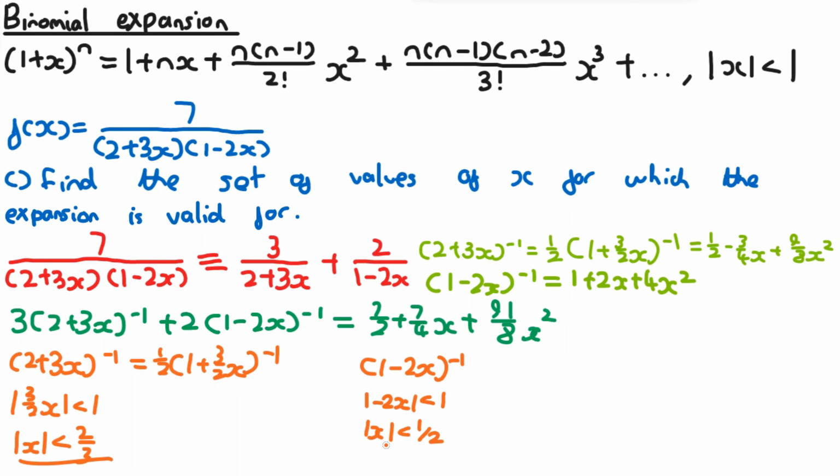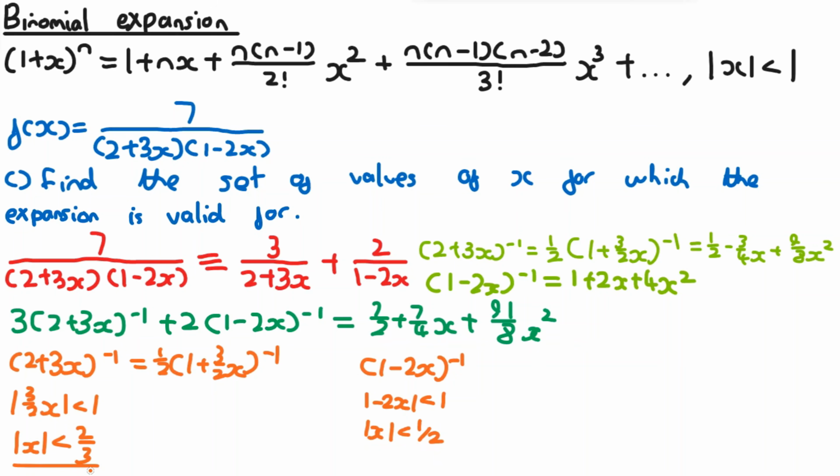So we have a set of 2 different values here. So which one do we pick? Well, we always have to pick the smallest set of values, and a half is smaller than 2 over 3, so we have to pick this one, because if we want to put a value of x into this whole expression here, it has to satisfy both of the conditions and both of these brackets here, because we've made it up of both of these. So therefore we can only use this set of values for this expansion.